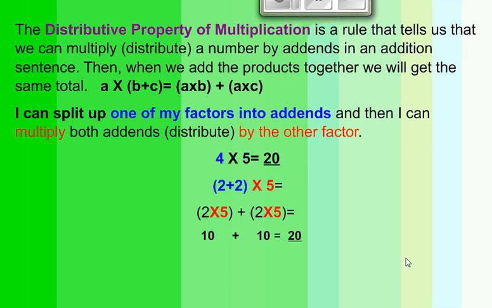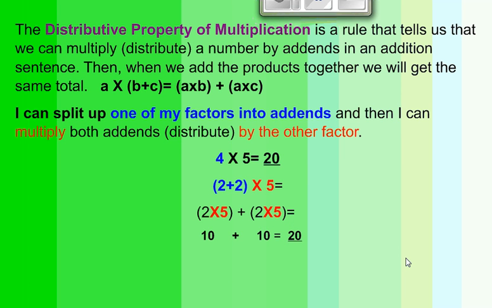The way that the kids learned it is they learned that they can split up one of their factors into add-ins, and then they can multiply both of those add-ins by the other factor to get a total. We learned this as a strategy. We learned it with basic multiplication facts to help us understand the concept. We wouldn't use the distributive property if we already knew what 4 times 5 equals, but we used simple multiplication facts to help us understand the concept of the distributive property. This will help kids as they move along in math.